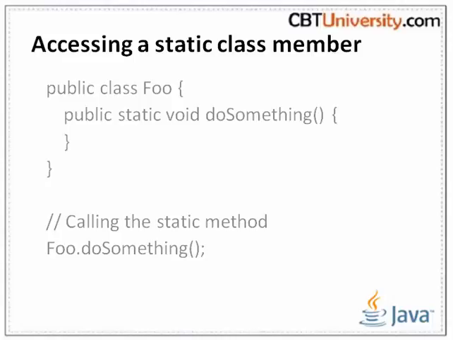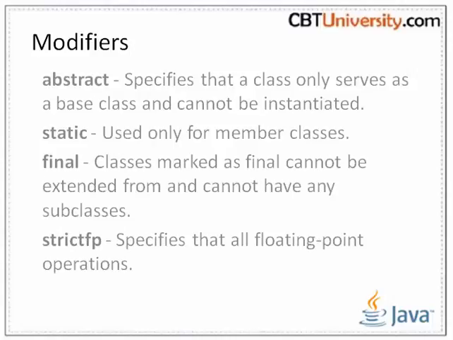Static members are declared using the static modifier. Modifiers are the keywords used to modify declarations of types and type members. We have these modifiers: abstract, static, final, strictfp. Abstract. This specifies that a class only serves as a base class and cannot be instantiated. Static. Used only for member classes. Specifies that the member class doesn't belong to a specific instance of the containing class.